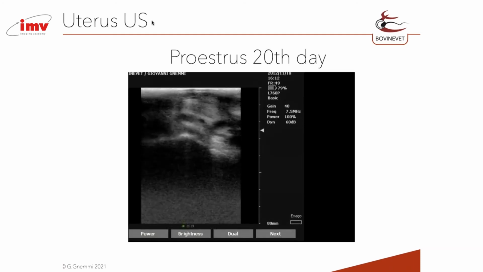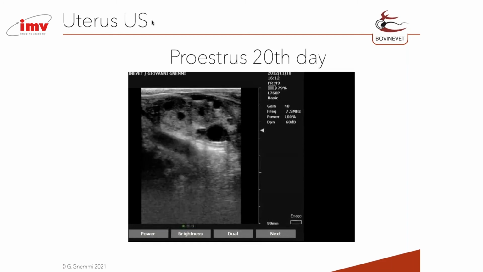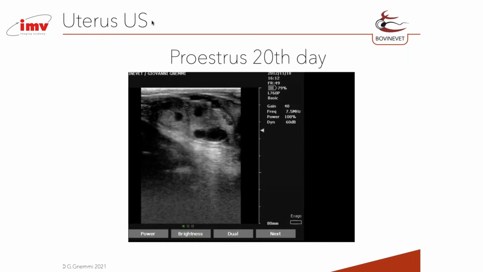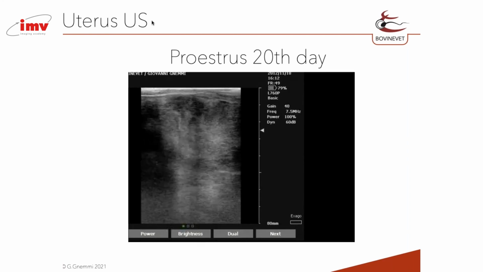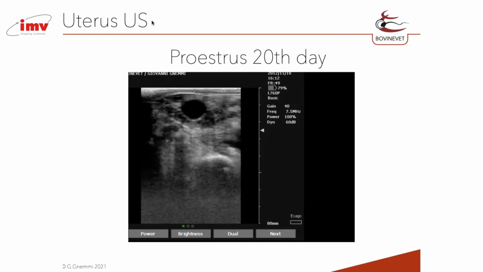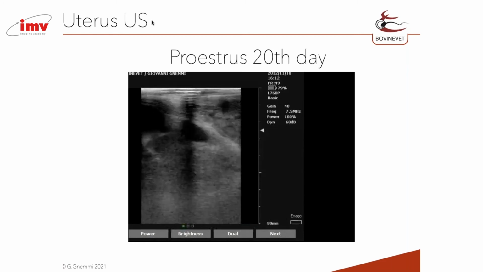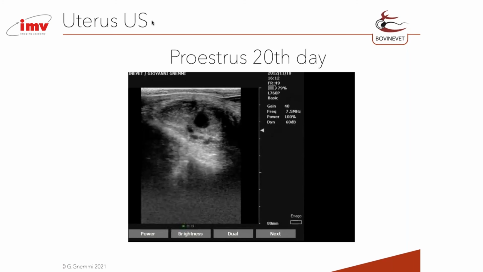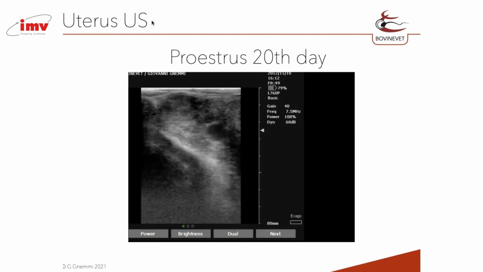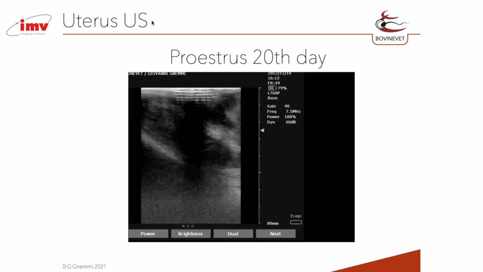Well, here is a proestrus at day 20. You see that in this case it is a codominant cow, so we have 2 corpora lutea cavitary, and one of them has more than 1 cavity. Well, you see that in this case the number of the dominant follicles is double, so we have 2 dominant follicles of the first follicular wave and 2 dominant follicles of the last follicular wave.